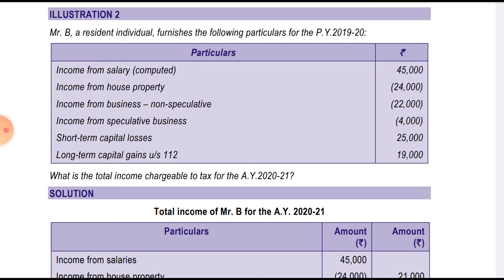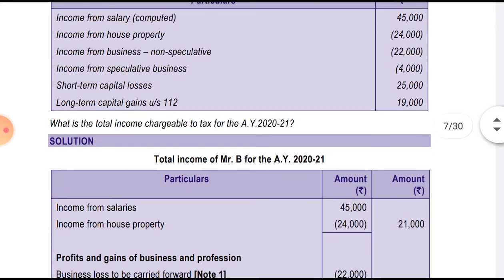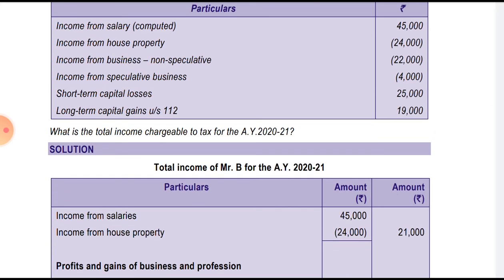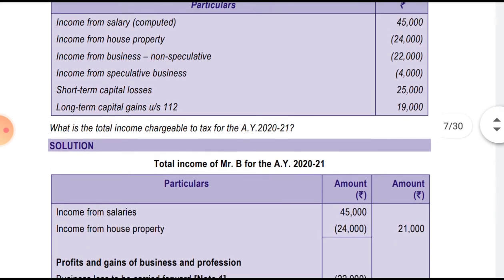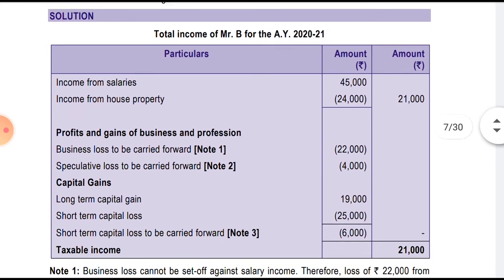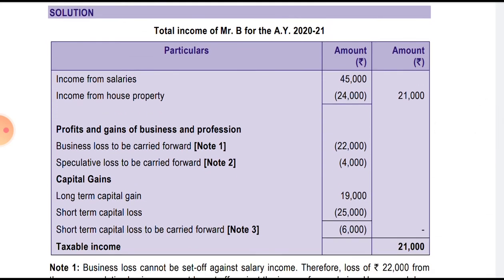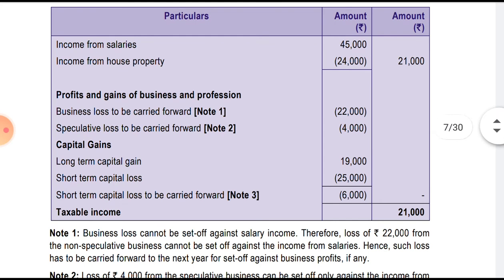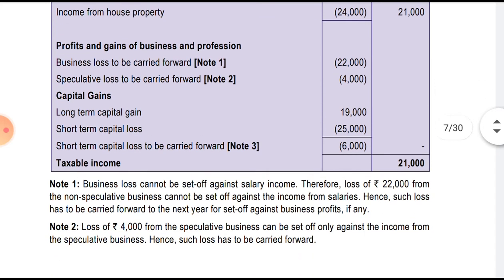In the non-speculative business, 22,000 also has to be carried forward, because the income left is only the income of salary, and against that we cannot set off the business loss. So we will see the solution. Of the 45,000, we can only deduct house property. Then 22,000 and 4,000 will be carried forward. Capital gain 19,000 minus 25,000, 6,000 will be carried forward.